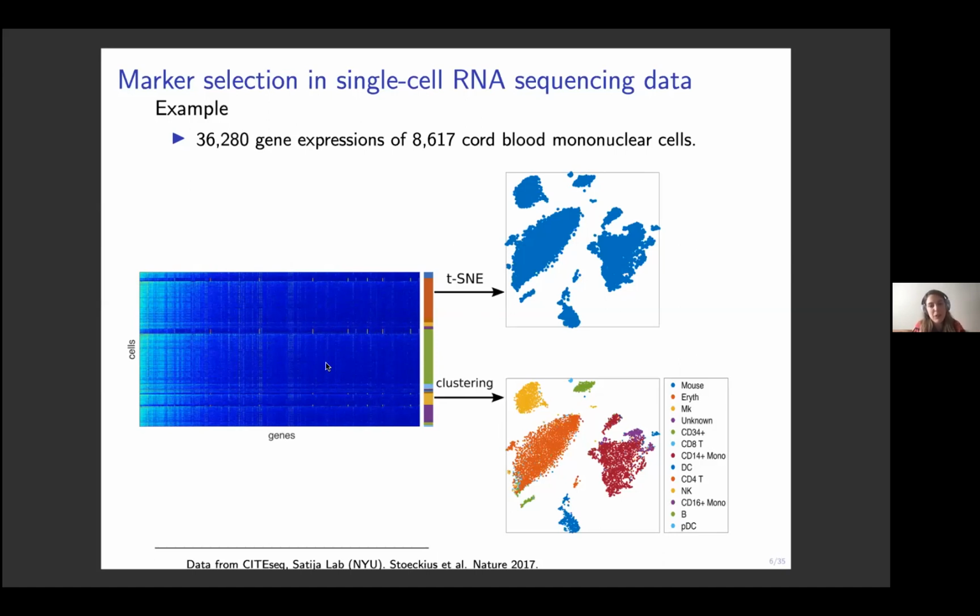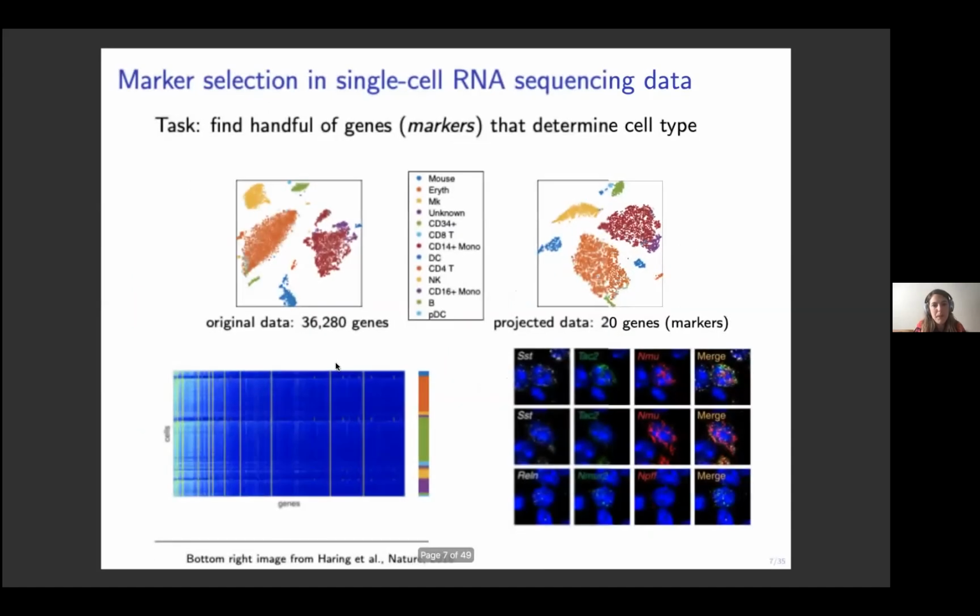The marker selection problem here asks us to find a very small number of genes, so that when you restrict this data to these genes, you maintain the same classification structure that is given to you with the labels of your data set.